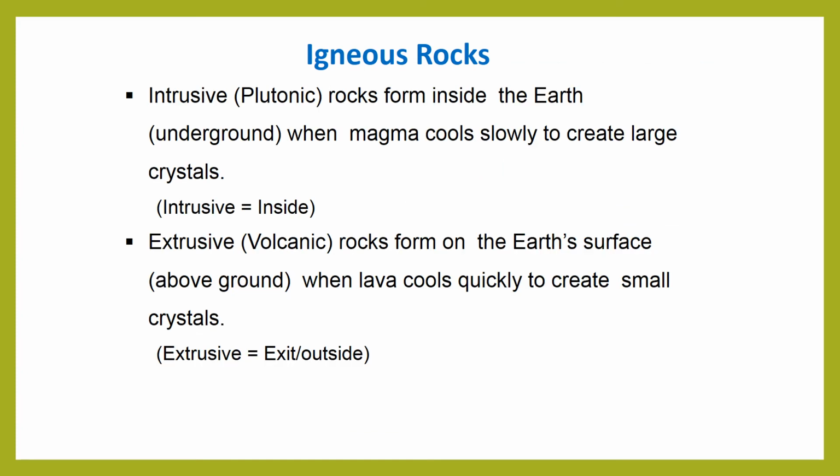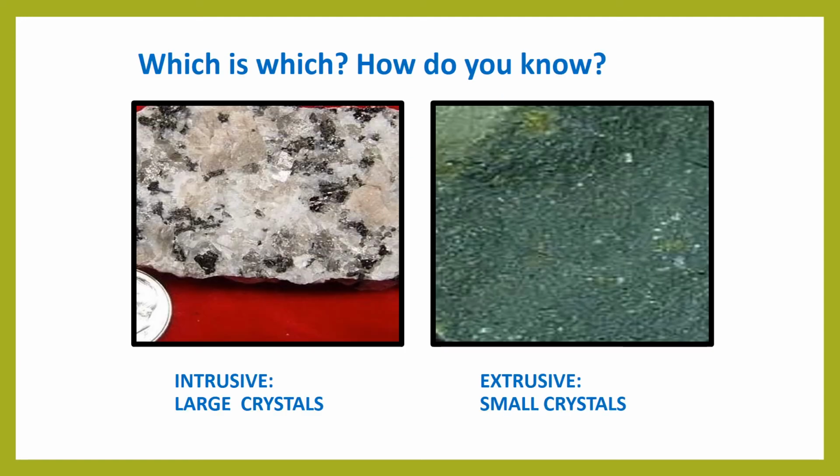So we have intrusive igneous rocks, which we call plutonic, and we have extrusive, which we call volcanic. These two pictures give you an example: if you have large crystals, then it is plutonic or intrusive. If you have small crystals or no crystals at all, you call it extrusive rock.